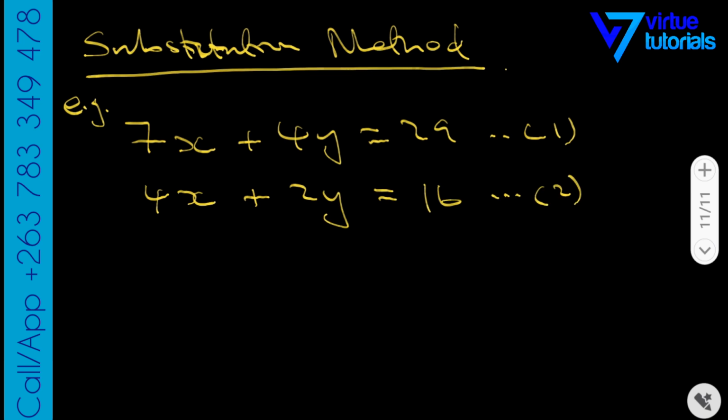And then 4x plus 2y is equal to 16. That's equation 2. So the first thing we need to do is to pick an equation. You can pick equation 1 or pick equation 2. And then in that equation that you pick, you make one of the variables the subject of the formula, right? So let's say I pick equation 2, and then I say I want to make y the subject.